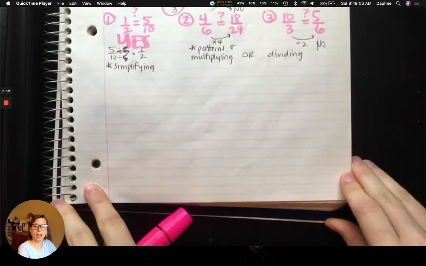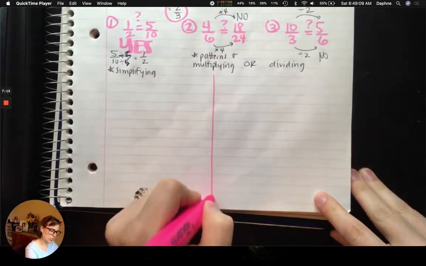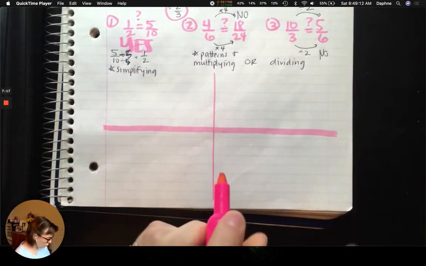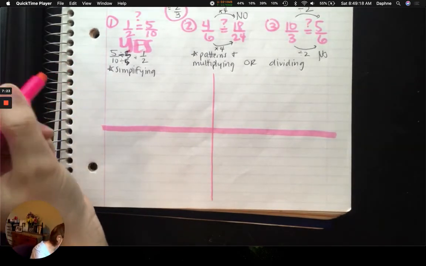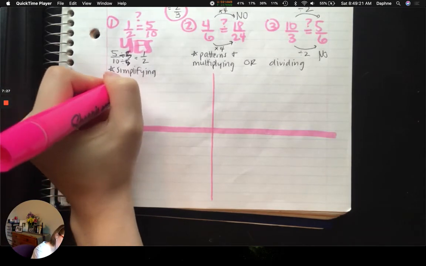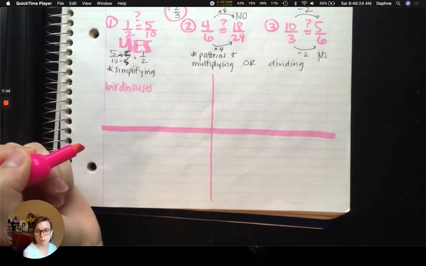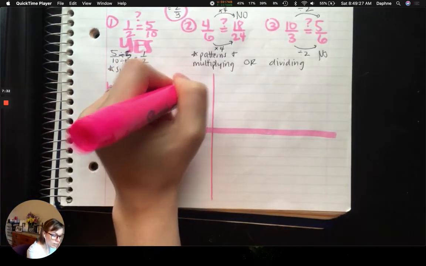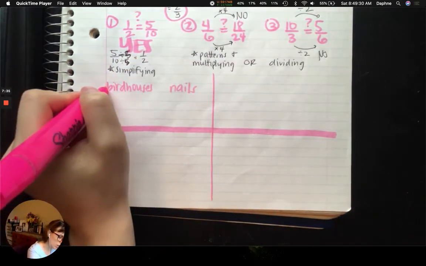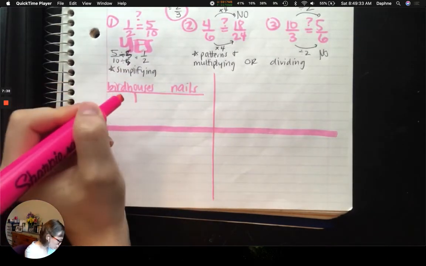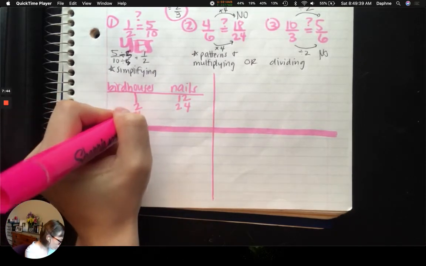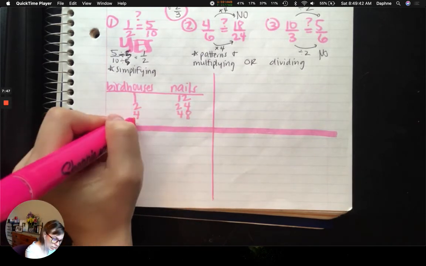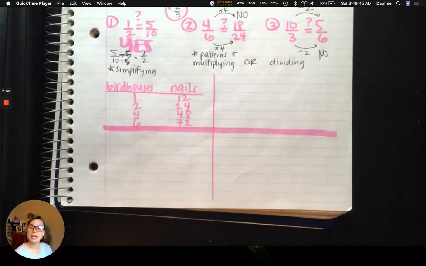So on the bottom of our page, we're going to divvy this into 4 sections. So the first one, when you make birdhouses, I'm going to write this out horizontally. Okay, so you're building birdhouses, which typically is with wood and nails. So when I make one birdhouse, it took 12 nails. When I did 2 birdhouses, it took 24. If I did 4 birdhouses, it took 48. And when I built 6 birdhouses, it took 72 nails. Is this proportional? Pause the video, figure it out.